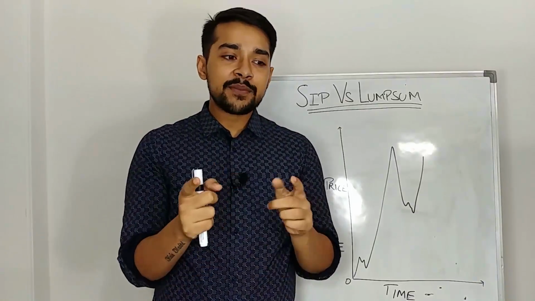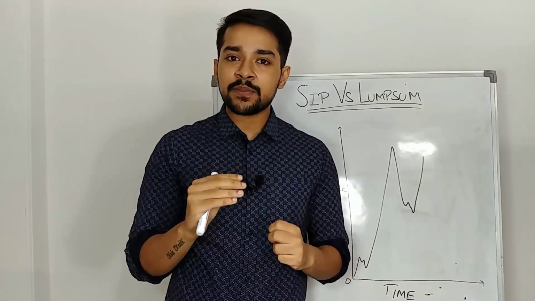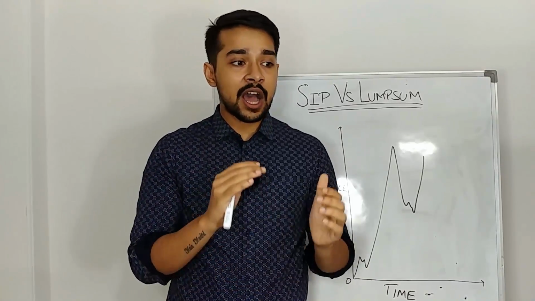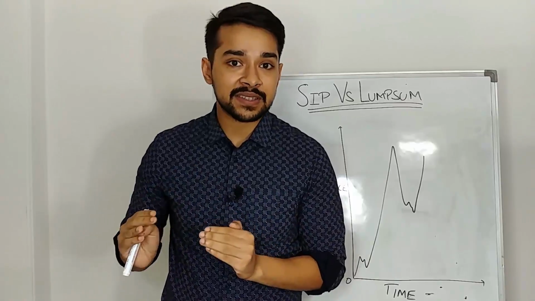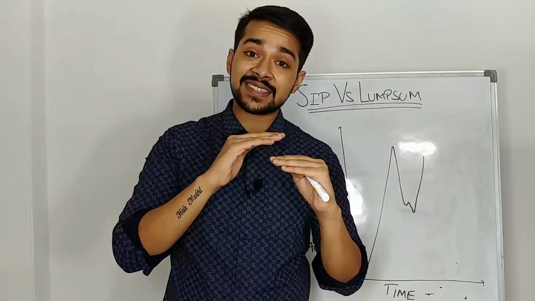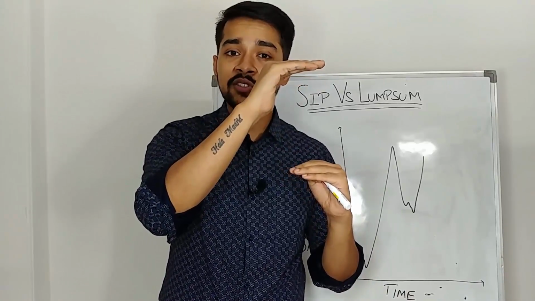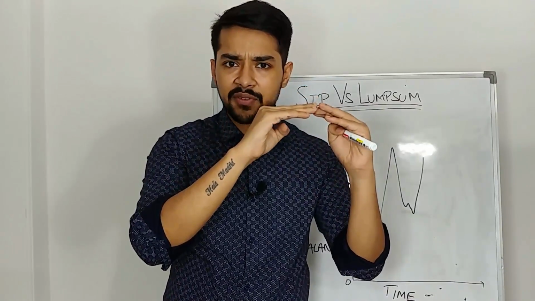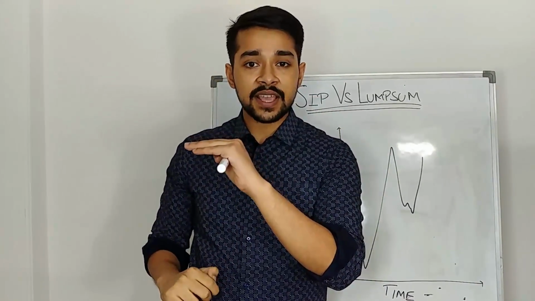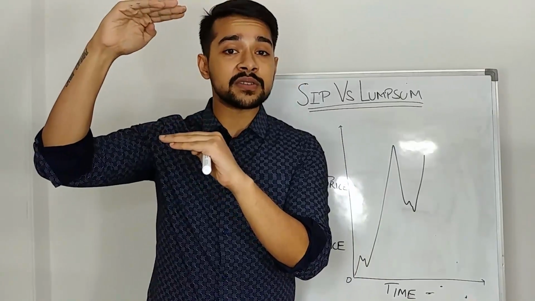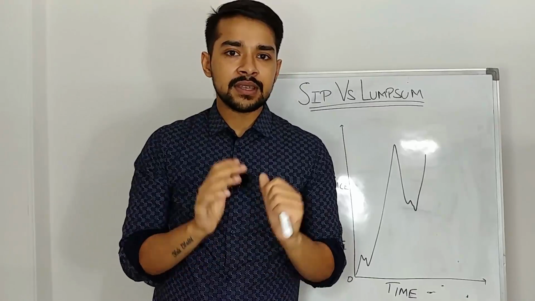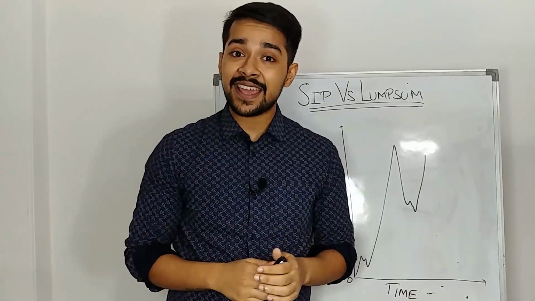Now, like I mentioned in the earlier video also, SIP always has low risk compared to lump sum investing. Now how does the price averaging take place here? If you buy a share at 10 rupees, then you buy that same share at 100 rupees, what is your average buying price? 55. In the second situation, where you buy your share at 100 rupees and buy that same share at 200 rupees, what is your average buying price? 150.